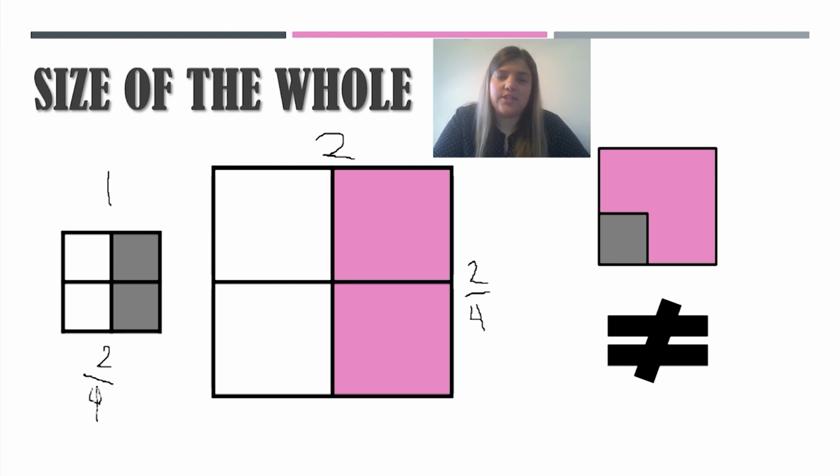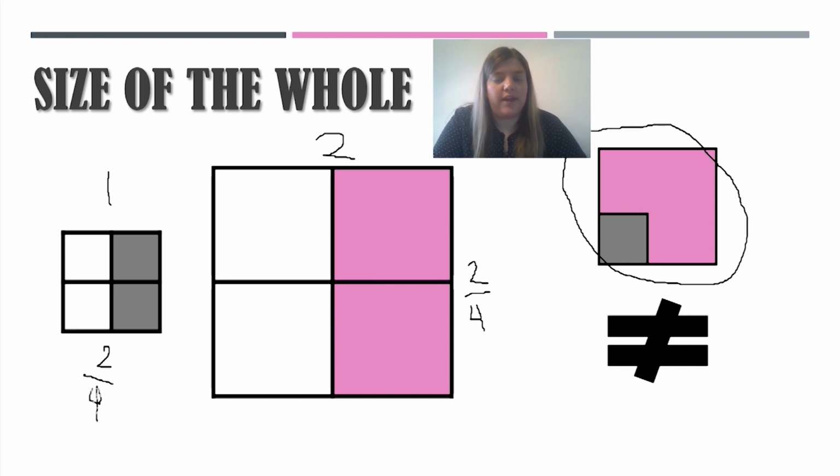So if I looked at those 1/4 over here on the side, you'll notice that they're different sizes. That pink one is much bigger than the gray one. So the size of the whole matters. Not all fractions are equivalent. We must know the size of the whole before we can say that a fraction is equal to another fraction.